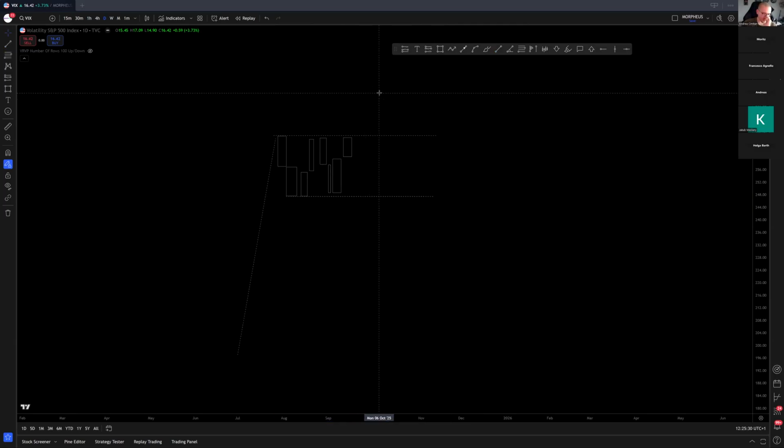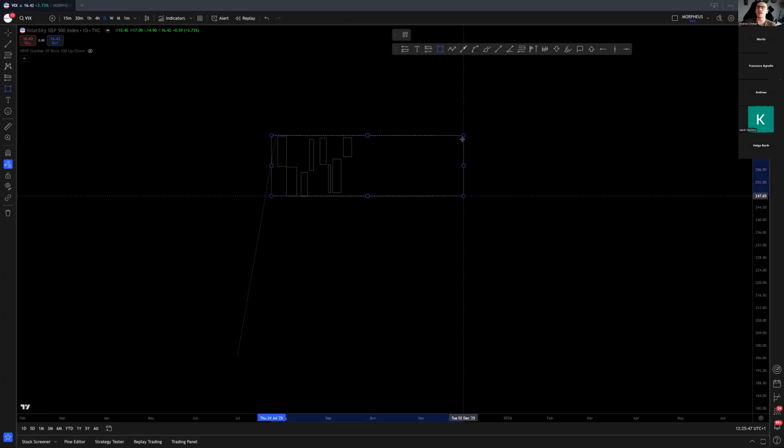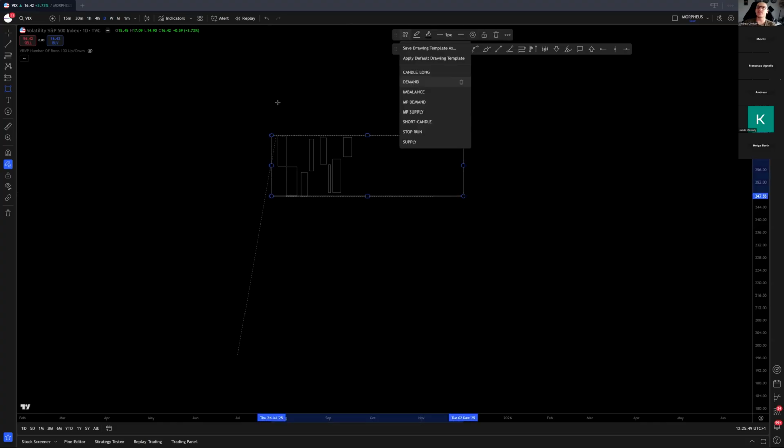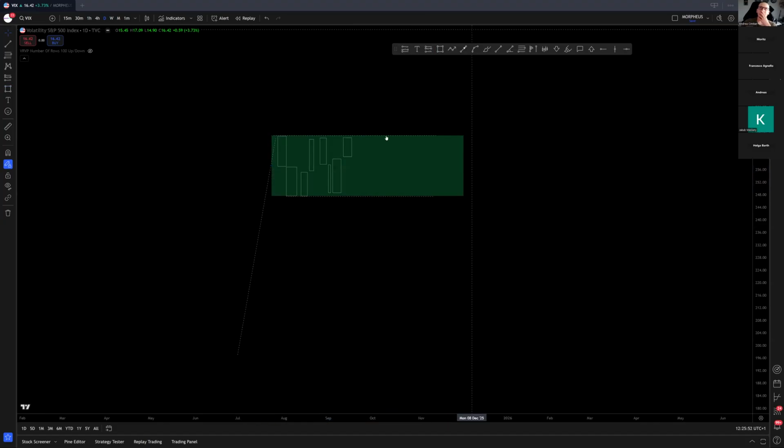What is the genius thing about the work of Tom and Serge has been being able to rationalize this and having an objective way of defining ranges. So this is our range.